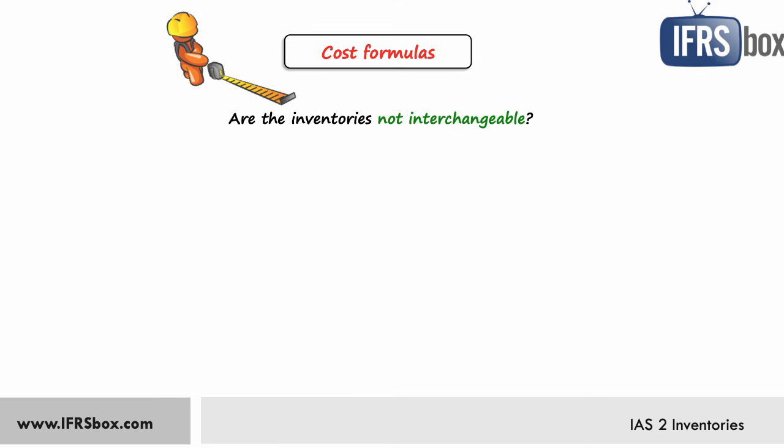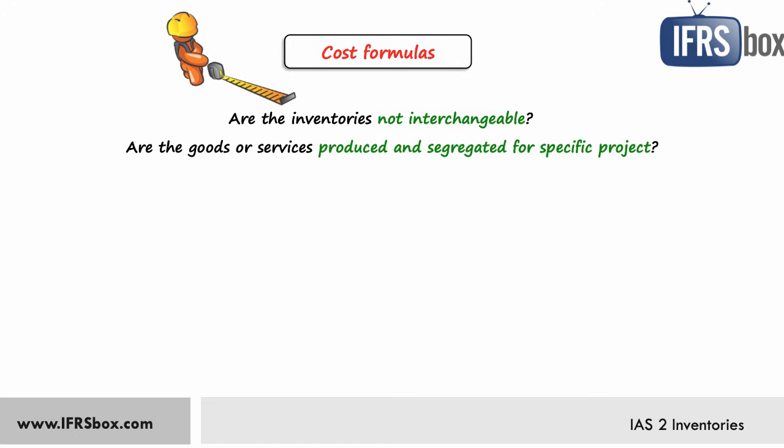Are your inventories not interchangeable? And also, are the goods or services produced and segregated for a specific project? If yes, meaning that inventories are not interchangeable or you have a specific project there, then you need to account for the expenses for inventories or cost of sales in the specific amount of costs.